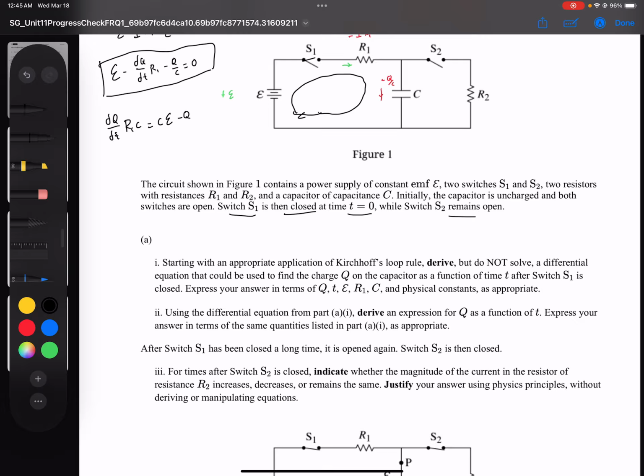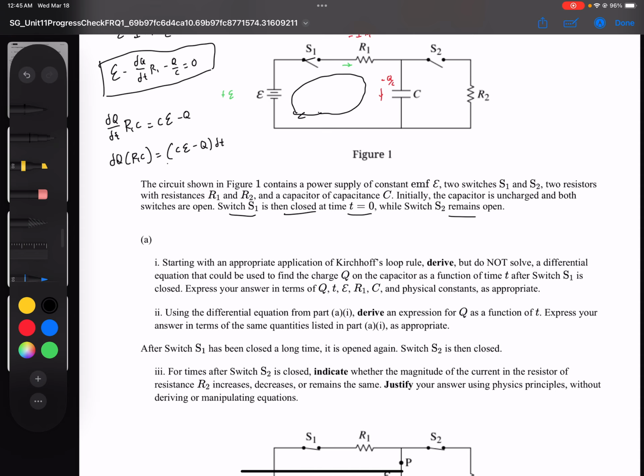I'm going to have to simplify some steps because I don't have much space to work with here, but it's a good exercise. Try it out on your own first, see where you get stuck, and then see where you made an error in deriving the expression for Q as a function of time. Now I'm just going to separate my variables and get the dt over to the other side. I have dq times R1C equals C times epsilon minus Q times dt.